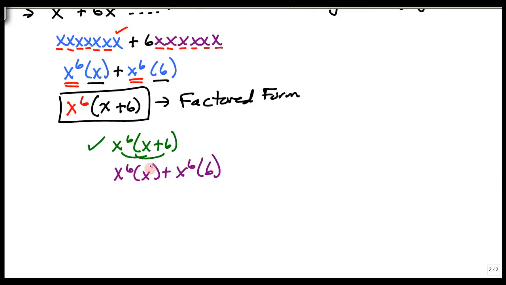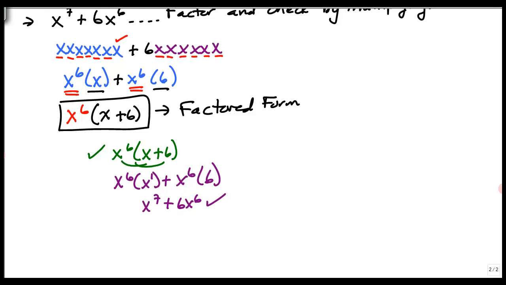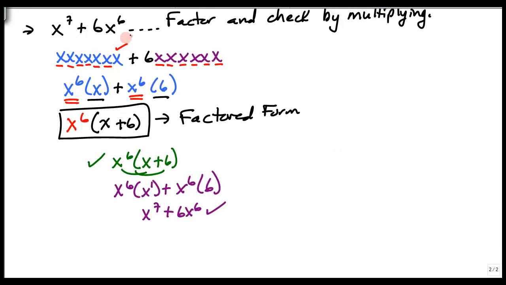Now this is an implied 1 here. So when I multiply like bases, I add exponents. So this would be x to the 7th plus 6x to the 6th. And this is exactly what I had up here when I started, so this answer checks.